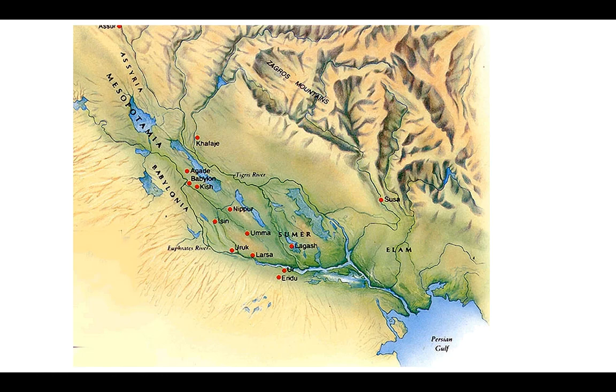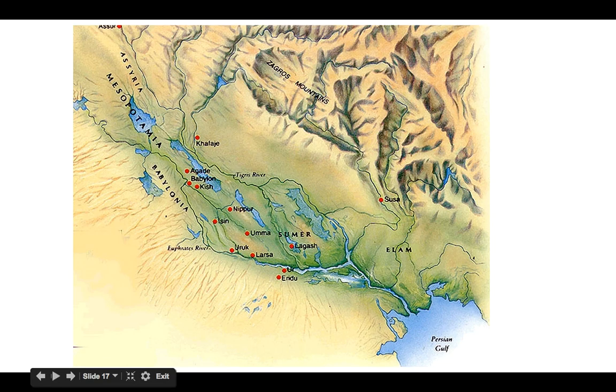Another challenge for Mesopotamians was their flat land. We know that they needed flat land for farming, but at the same time, they didn't have very many natural barriers to protect them from enemies. If someone wanted to invade their land, they could do that pretty easily, except from the mountains.